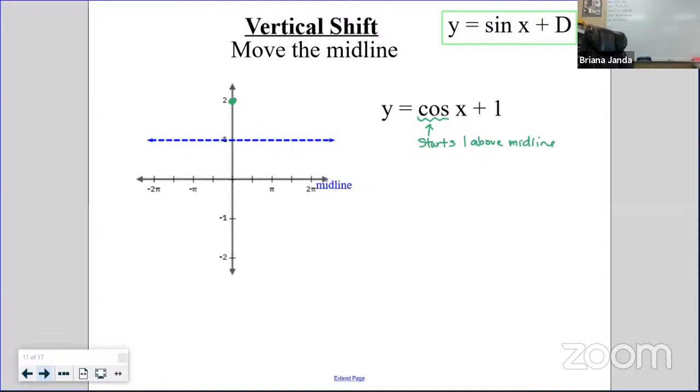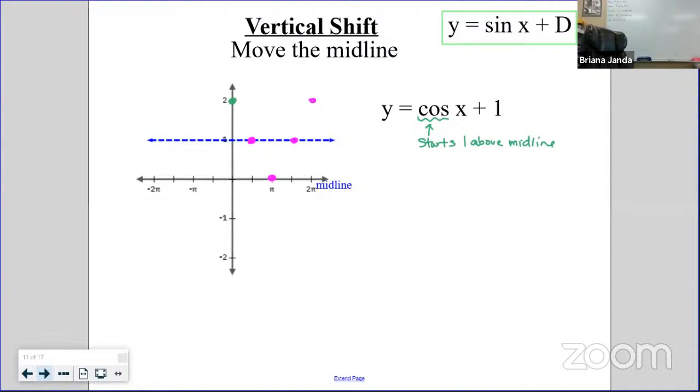Once I have done that, I now will follow my pattern. I am currently above my midline. So at the next tick mark, I should return to my midline. And then I should go 1 below my midline because my amplitude is 1, which means every time I leave my midline, that's the distance I go. Return to my midline at the next tick mark, and at our last tick mark, return up to a maximum. And we fill in that pattern all the way across.